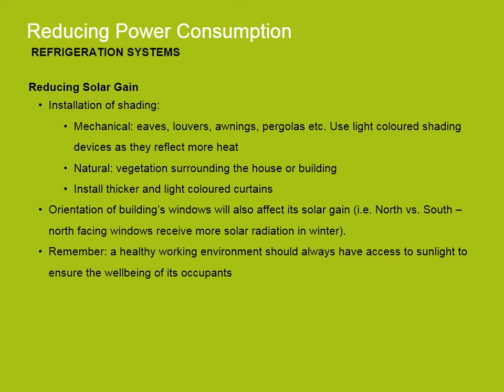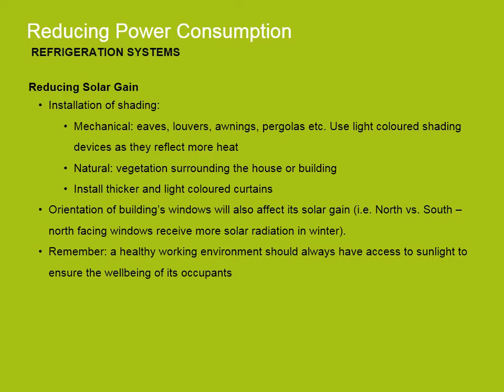Reducing solar gain involves the installation of shading, be it either mechanical or natural. This includes installation of eaves, louvers, or awnings to reflect the heat, or natural shading, such as planting around the building to provide shade. Installing thicker and light-colored curtains will also help reflect the heat that enters through windows.